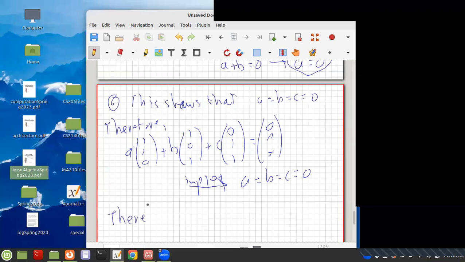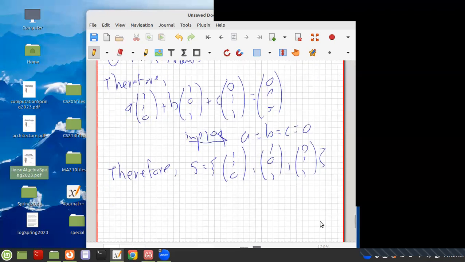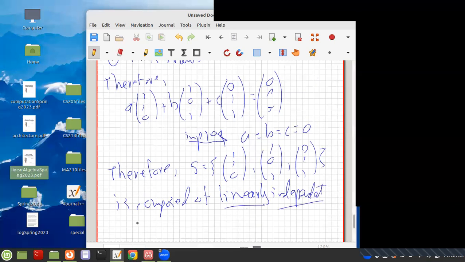Therefore it's passed the test, and therefore S equals (1, 1, 0), (1, 0, 1), (0, 1, 1) is composed of linearly independent vectors. Okay? So that's the procedure for showing that a set of vectors is linearly independent.